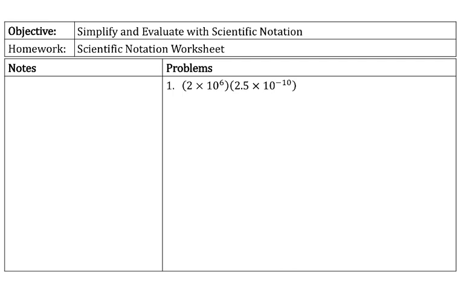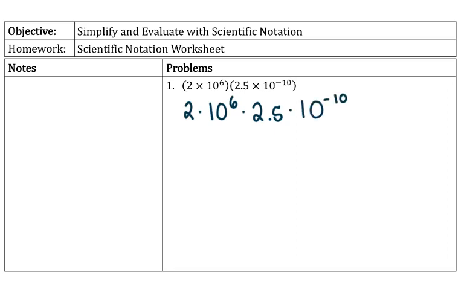So here we're going to talk about how to evaluate problems in scientific notation. Here we're looking at our first problem, which says 2 times 10 to the 6th times 2.5 times 10 to the negative 10th. Now, we have two numbers in scientific notation we're multiplying, and since it's all being multiplied, this is the same as saying 2 times 10 to the 6th times 2.5 times 10 to the negative 10.